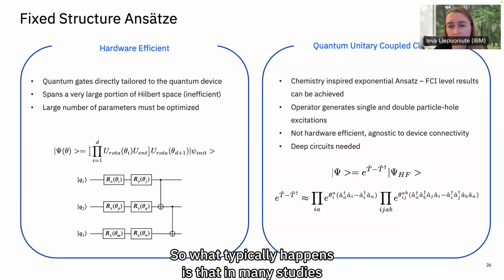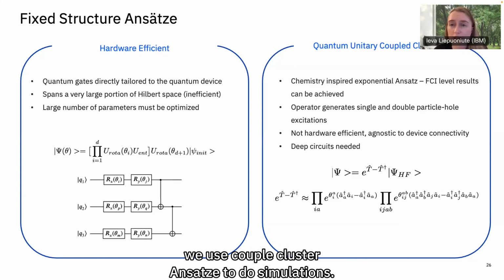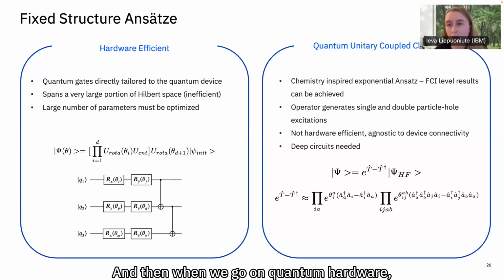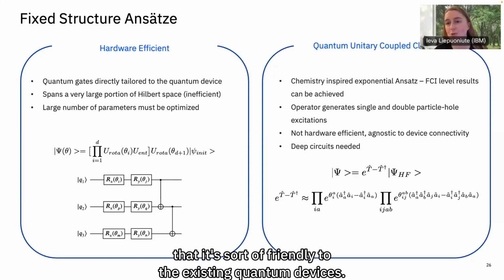What typically happens is that in many studies, we use unitary coupled cluster Ansätze to do simulations, and then when we go on quantum hardware, we try to use hardware efficient Ansätze, just because we have to make sure that it's friendly to the existing quantum devices.